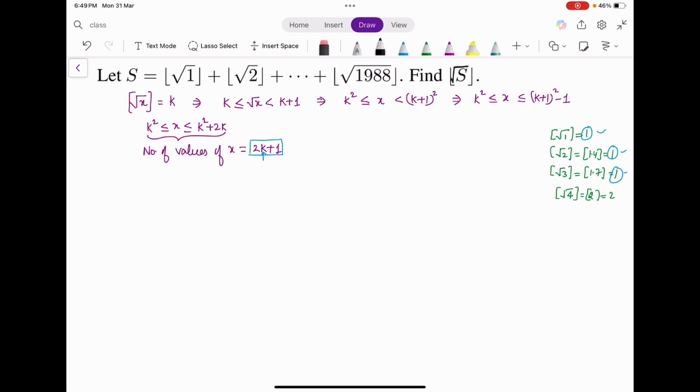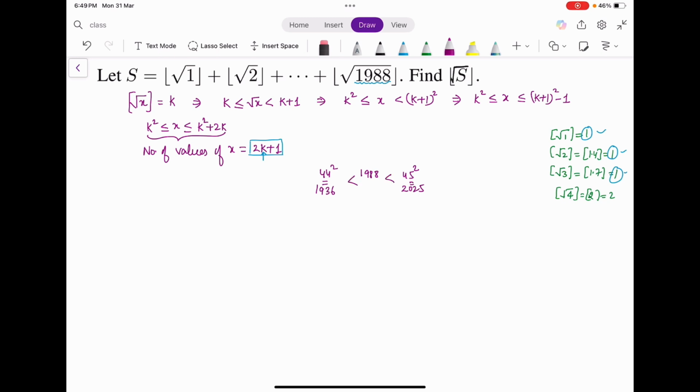Now moving to the last term, till where it is moving. It is moving till 1988. If you see a perfect square near 1988, a slightly greater number will be 2025, which will be the square of 45. So 45 square is nothing but 2025. And if you check 44 square, that will be 1936, and 1988 is in between. Okay, so it is in between.